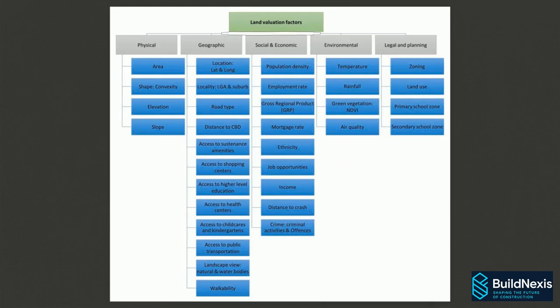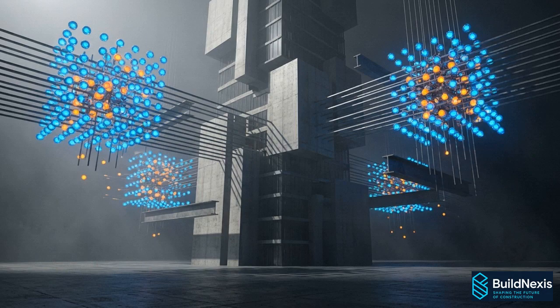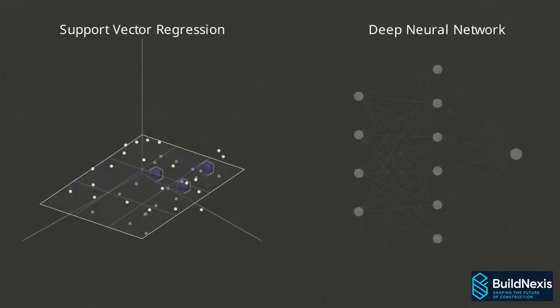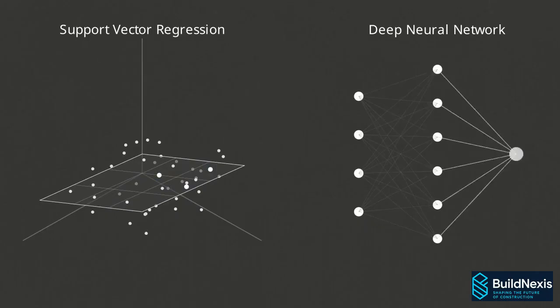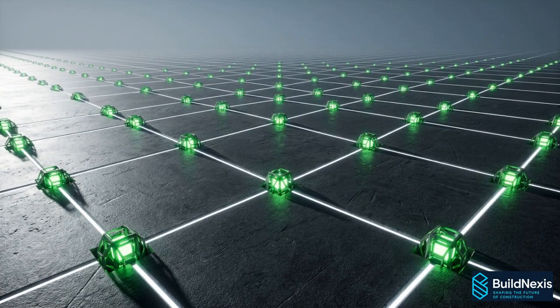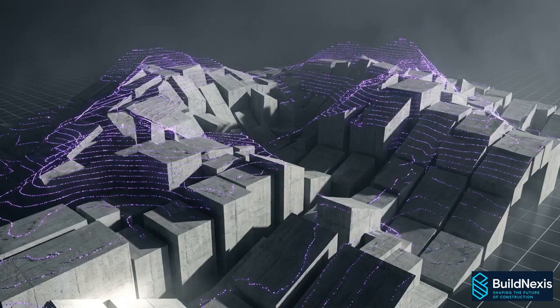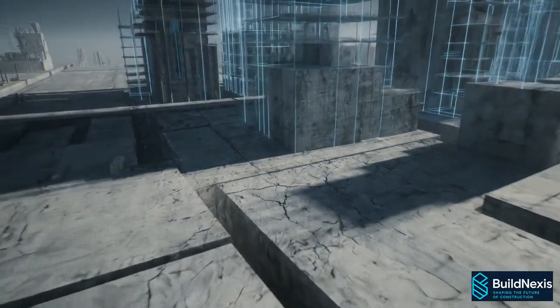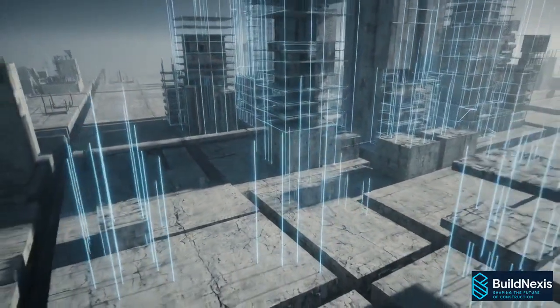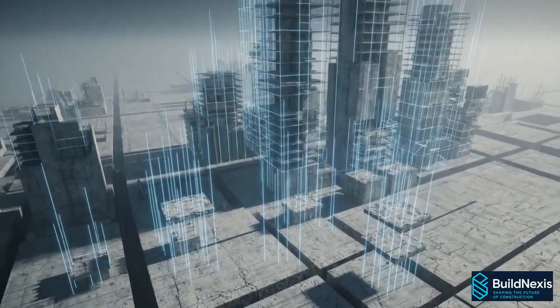The system evaluates 37 distinct variables, analyzing physical terrain, geographic location, socioeconomic health, and environmental quality to establish the baseline parcel value. These variables are fed into an ensemble of machine learning models, utilizing algorithms like support vector regression and deep neural networks. The system runs these algorithms through an extensive hyperparameter grid search. It tests thousands of mathematical configurations to accurately capture the highly nonlinear relationships of urban land value. This heavy optimization outputs a mathematically sound 2D base layer. From here, we can begin computationally constructing the 3D asset.